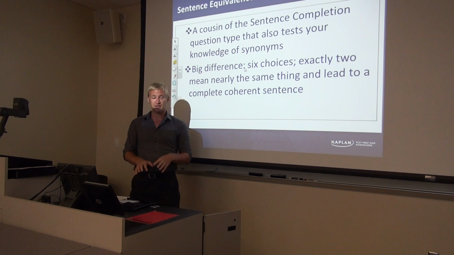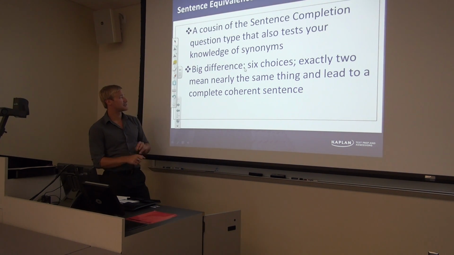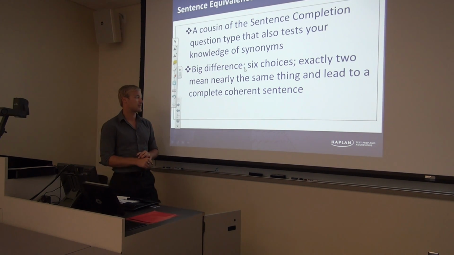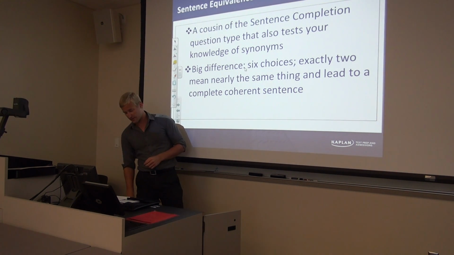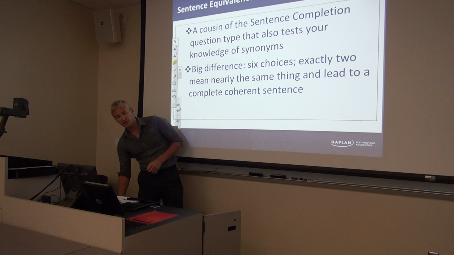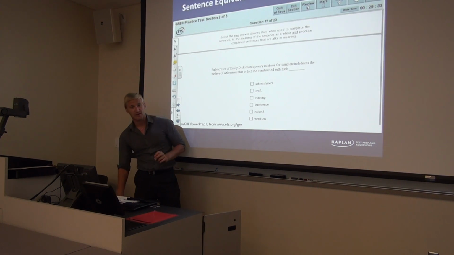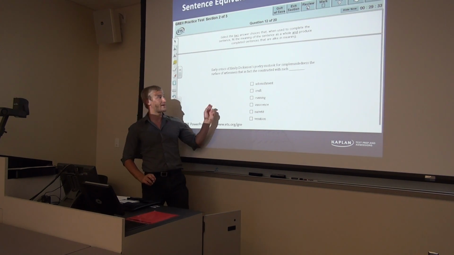The big difference here is you'll have 6 choices, and exactly 2 mean nearly the same thing and lead to a complete coherent sentence. Now, that doesn't mean we're looking for synonyms here. It means that we're looking for the two words that are going to make the sentence have the exact same meaning.